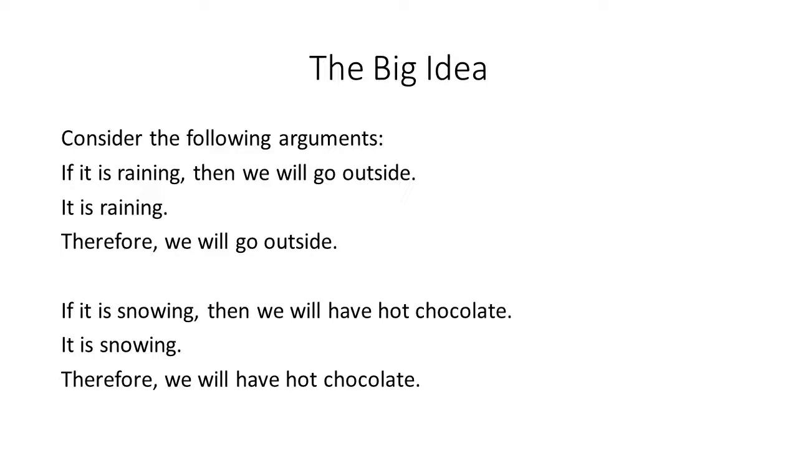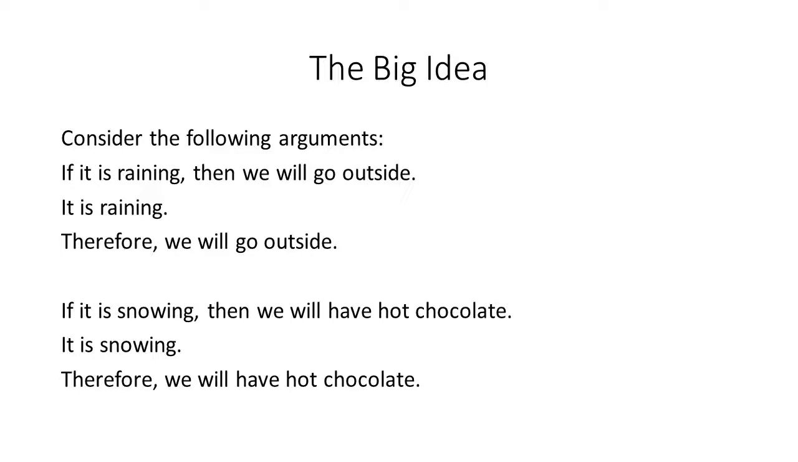And another thing they have in common is that the consequent of the conditional statement that is the first premise reappears as the conclusion of the argument. So in the first argument, we will go outside is the consequent, and it's also the conclusion, and in the second argument, we will have hot chocolate is the consequent, and it's also the conclusion. So there's something similar about these arguments, or many things that are similar, in fact. They have the same sort of shape or form. So what we're getting at here is the idea of argumentative form, and we'll say that these two arguments have the same form.